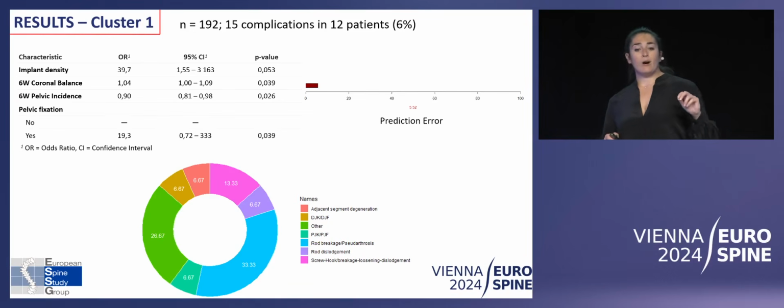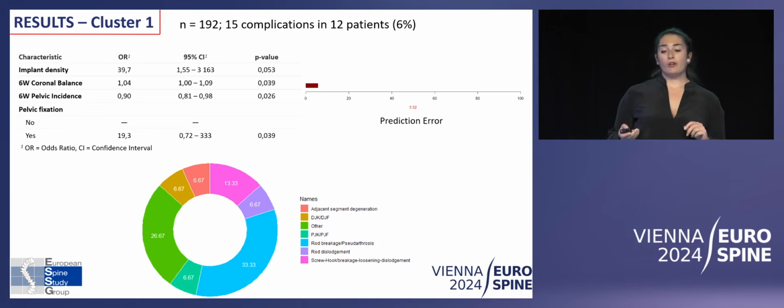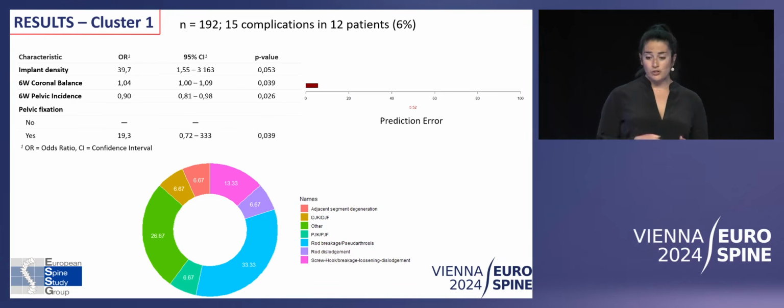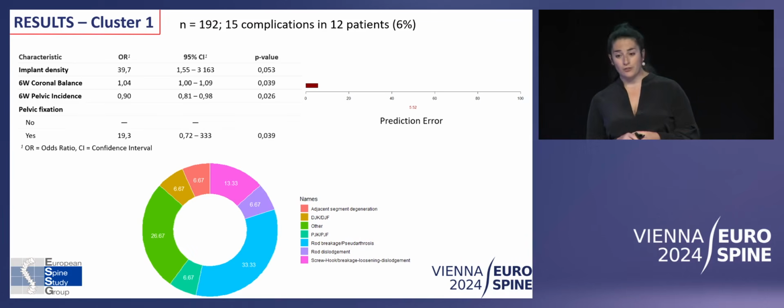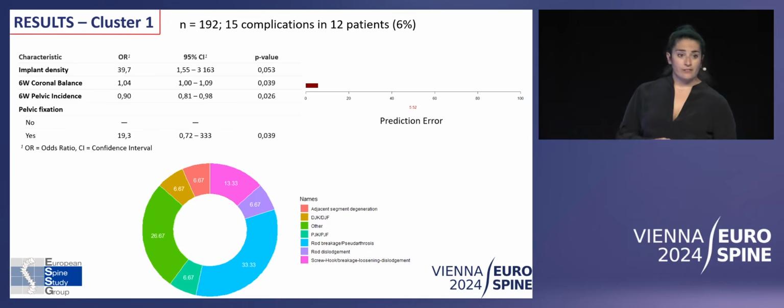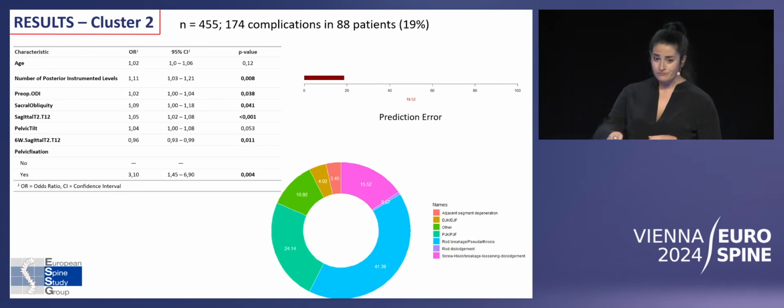Now, for cluster number 1, a rate of reoperation of only 6%. This is much lower than what we know from the literature for the overall ASD population. We could see that the main issue was rod breakage, and the risk factors for this were correlated to implants and coronal and sagittal parameters after surgery. This analysis had a very good prediction rate with an error of only 5%.